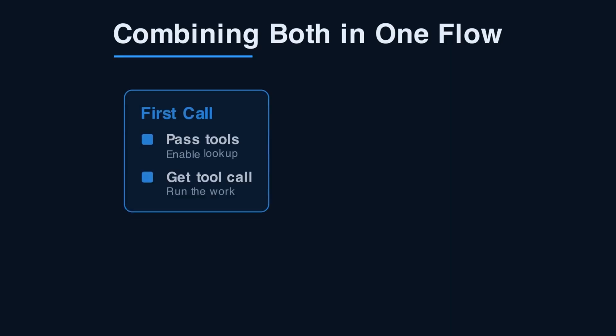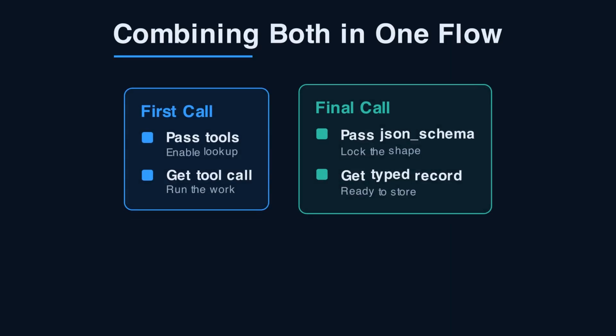Here's the part people miss. You can't always do both in a single request. On that first call, you pass the tools so the model can request the lookup. The response is a tool call, not your triage object yet. On the second call, after you've supplied the account data, you pass the response format with your strict JSON schema, so the final answer is the typed triage record. So tools drive the first turn. Structured outputs locks down the last turn.